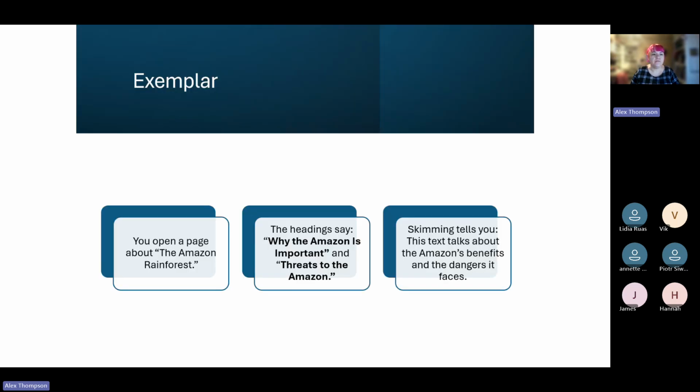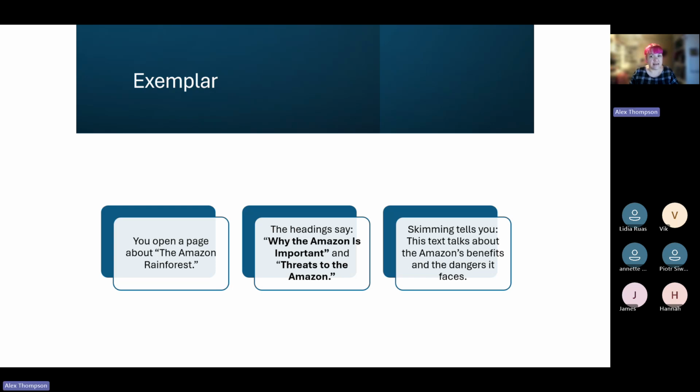An example. You open a page about the Amazon rainforest, the things that we'd be looking at. So the headings on this piece that we read through said, why the Amazon is important. Threats to the Amazon. Okay, so we know just from reading those titles that the text is going to be talking about the benefits of the Amazon, why it's important, and also the dangers, because it mentions the threats that are apparent to the Amazon as well. So that's how we would sort of skim through that text. It's looking almost for an overview of what the document is about.